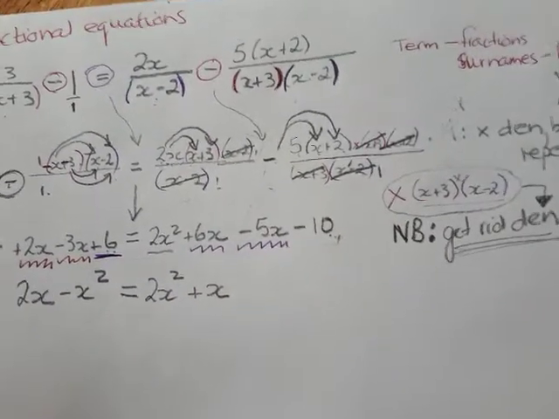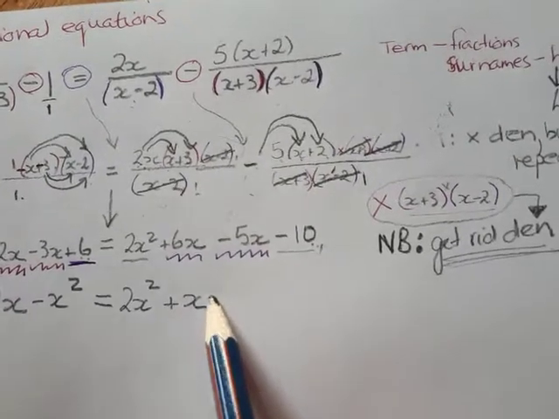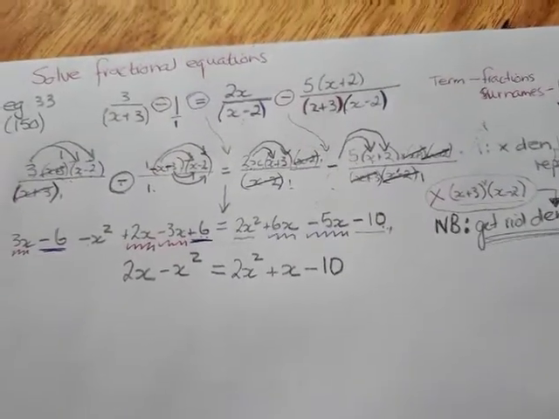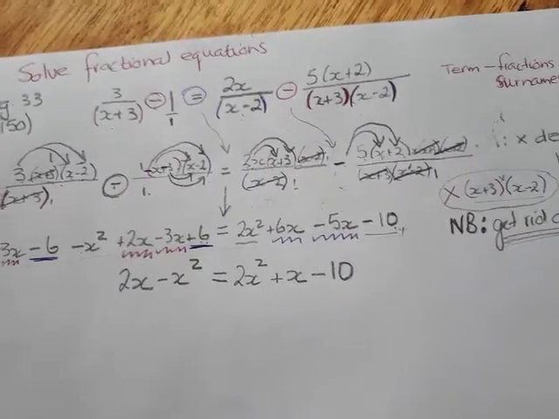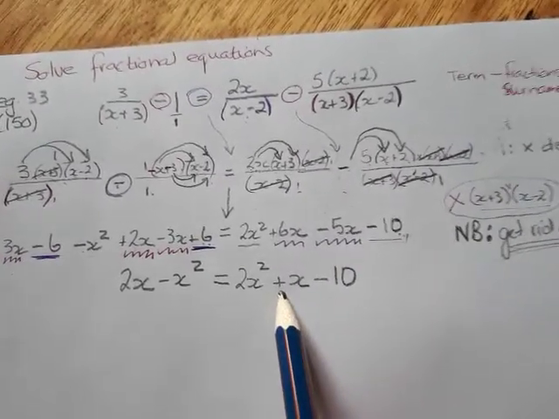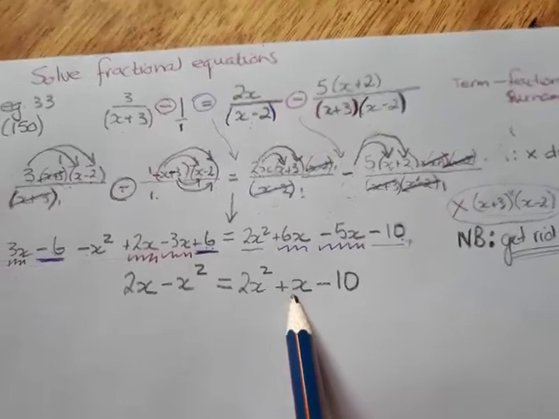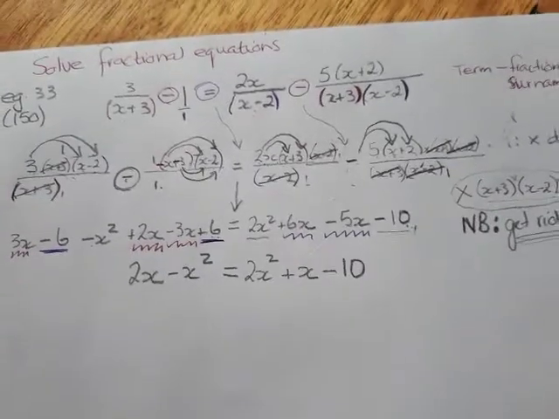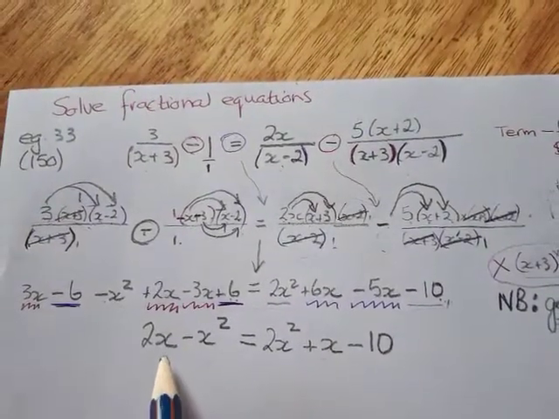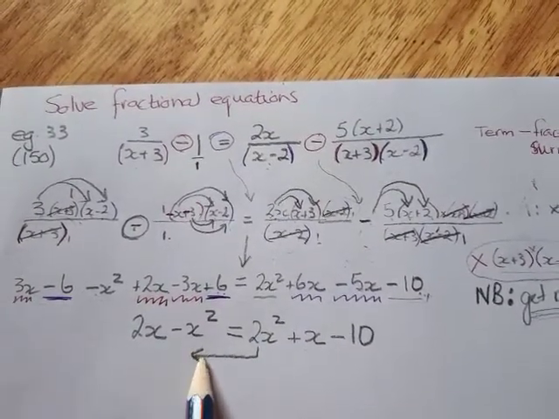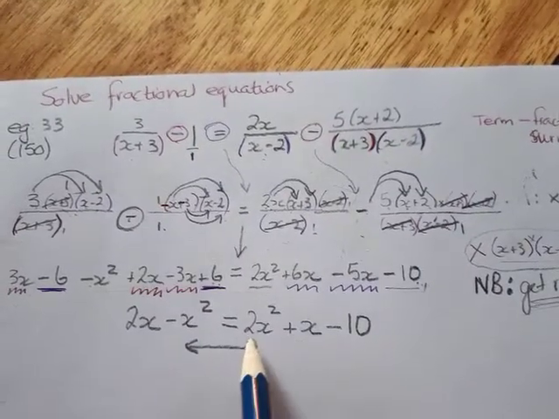Okay, and then we still got minus 10 left, so this is minus 10. Now we have simplified the left hand side and the right hand side. Now remember, we want to solve this, which means we are going to make one of the sides equal to 0. That is very important so that we can factorize, which means we are now going to take the terms from the left hand side to the right hand side, or from the right to the left. It doesn't matter which one.